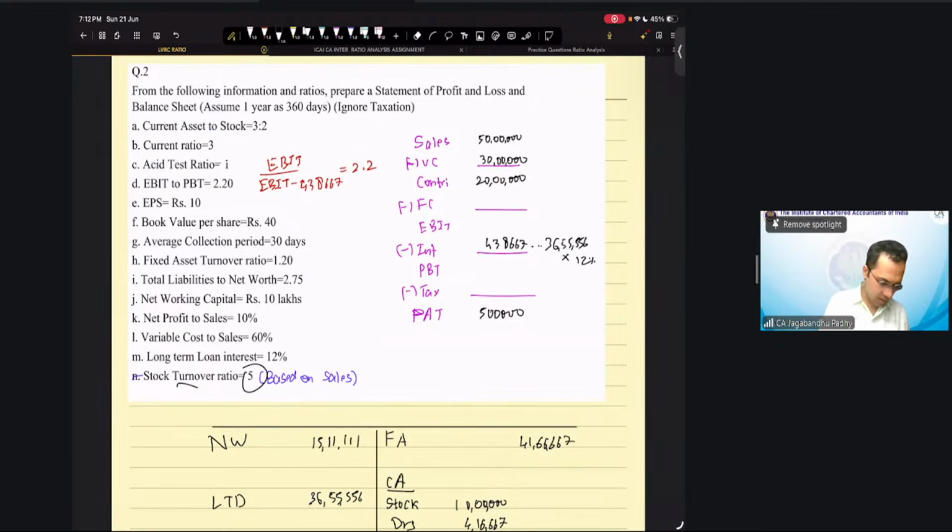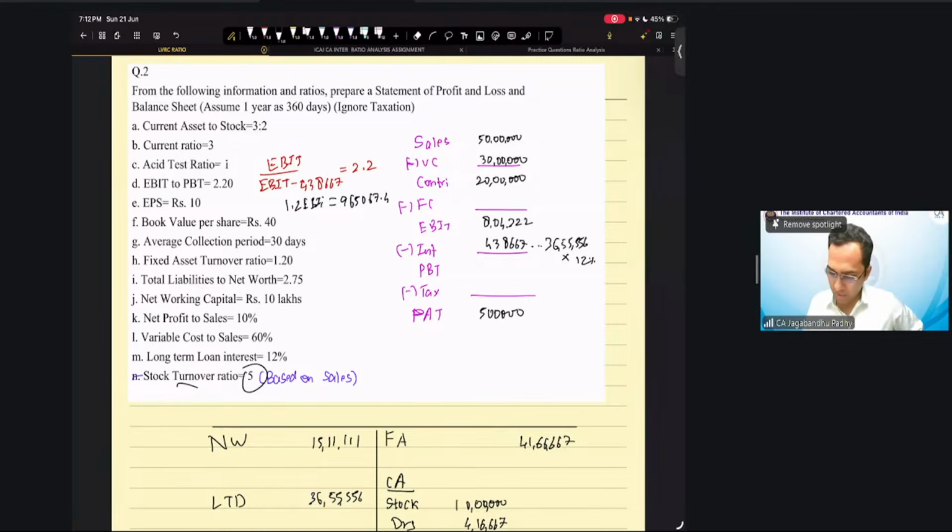So EBIT will be 2.2 into 4 lakh 38,667, which is 9 lakh 65,067.4, and you have that as 1.2 EBIT. So this divided by 1.2 gives us the EBIT value as 8 lakh 4,222.